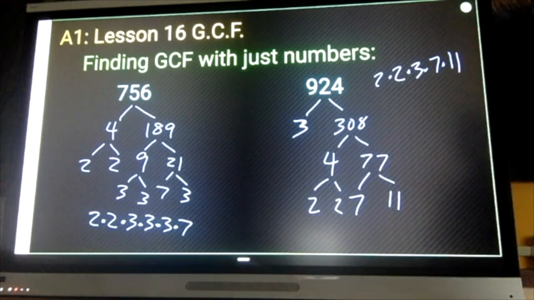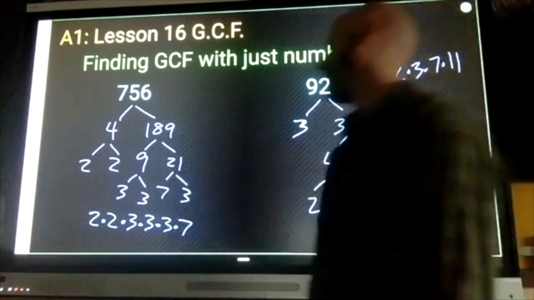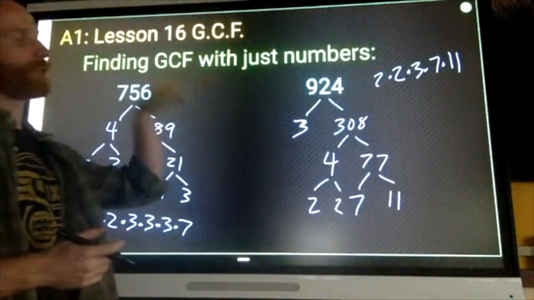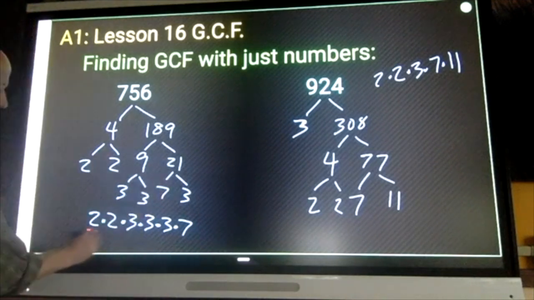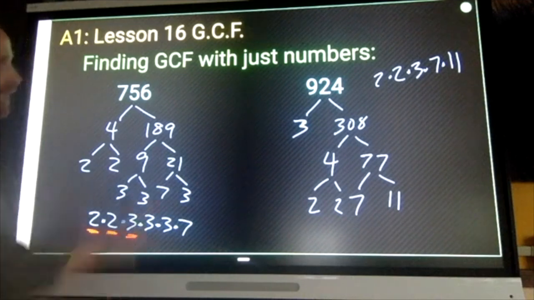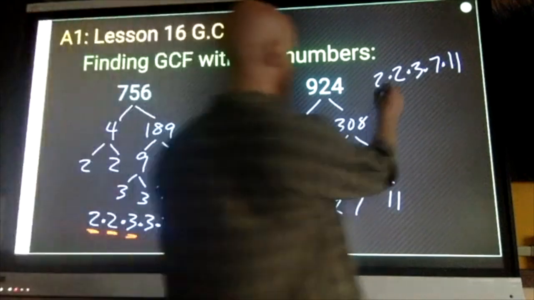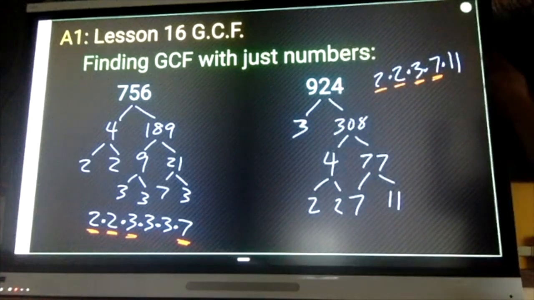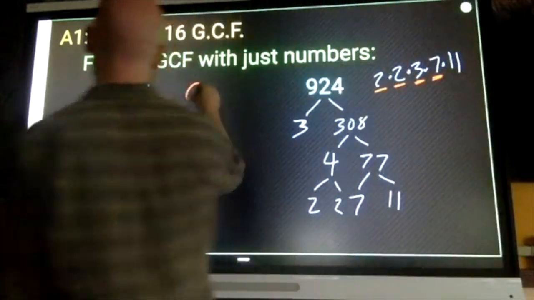All right, now, the greatest common factor of these two things, after you get them into prime factor form, would be identifying which factors both of them share. So they share a 2 and another 2 and a 3, but not the second 3, not the third 3. They share the 7, right? 2, 2, 3, 7. 2, 2, 3, 7. All right, they don't share the 11. Okay? So 2 times 2 times 3 times 7 will be the GCF of both of these.